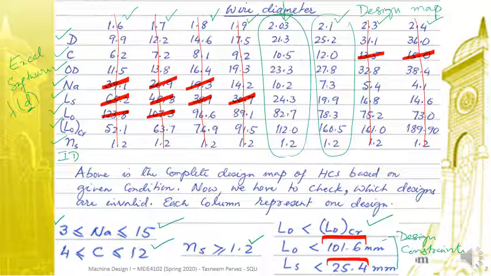So let me look at these two, and look at the value of the C. Here what is the value of the C? 10.5, and here it is 12. Which one is better? Definitely the one which is within this range, because 12 is at the boundary. So I will discard this one.